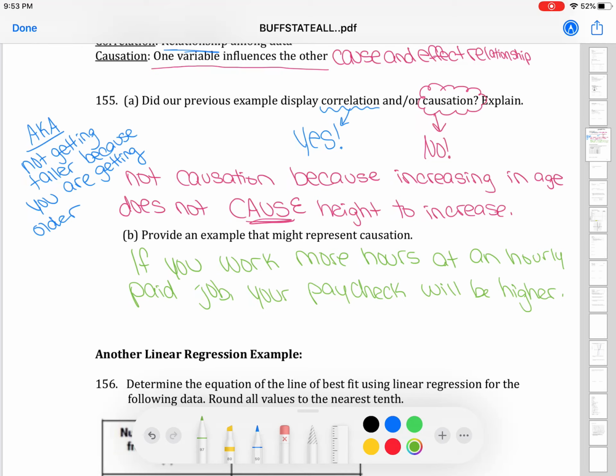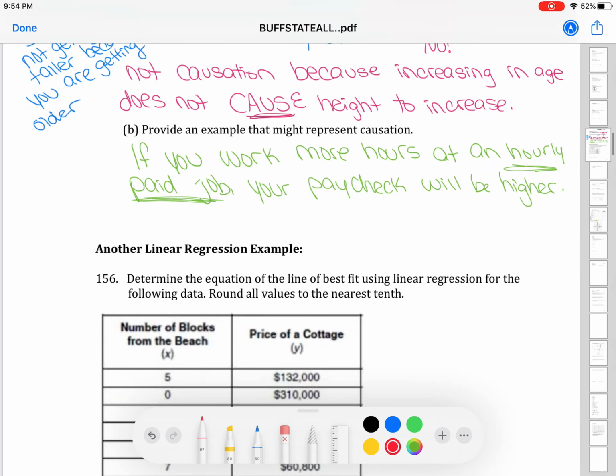Your paycheck is increasing because you worked more hours. It didn't just happen to work out that way. You literally worked an extra hour, your paycheck went up an extra hour in pay. You work an extra 5 hours, your paycheck goes up 5 more hours in pay. And again, I specified an hourly paid job because salary paid jobs would be an exception here. If you work more hours, your salary stays the same. But that specific example might help you understand causation a little bit more.